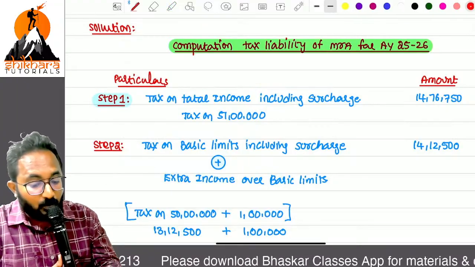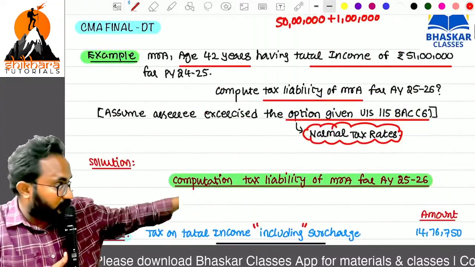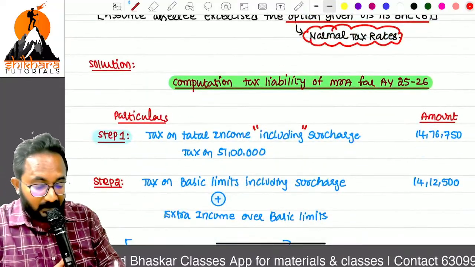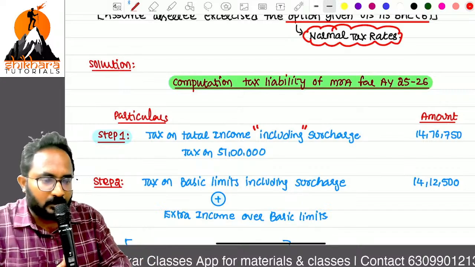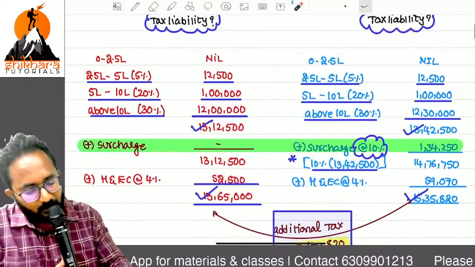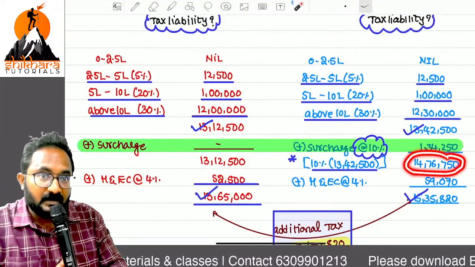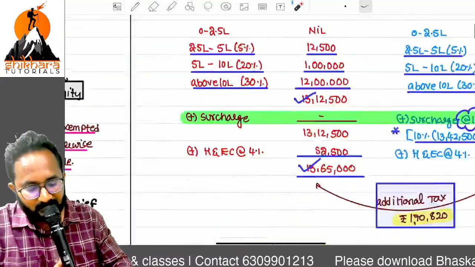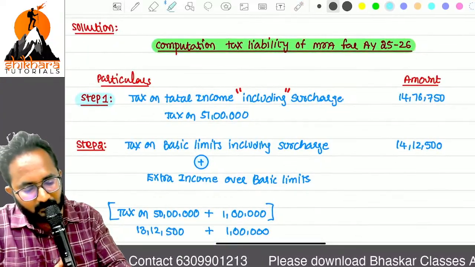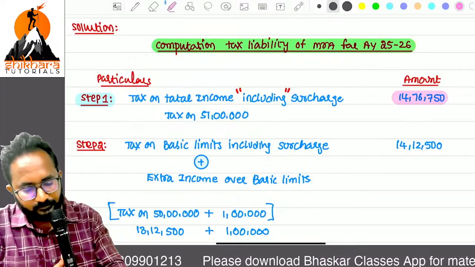Step 1 is what? Tax on total income including surcharge. What is the total income given in this question? 51 lakh. So please calculate tax on 51 lakh including surcharge. Already we have tax on 51 lakh including surcharge. How much we got? 14 lakh 76,750. Shall we substitute? Yes. 14 lakh 76,750.